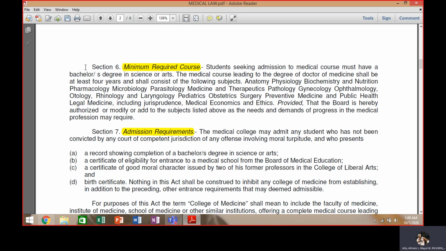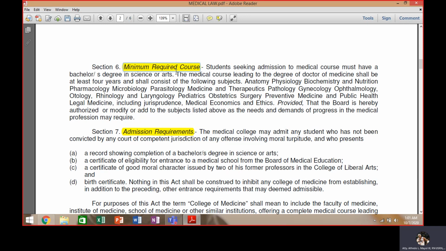Next is Section 6, the minimum required course. Students seeking admission to medical course must have a bachelor's degree in science or arts. Okay? That's why before you enter the medical course, your credentials are being reviewed if they have the proper standard, the proper prerequisite like the English course, the arts and sciences course.